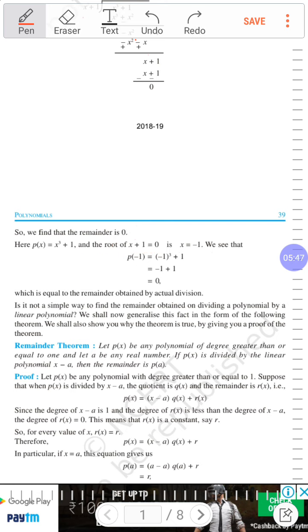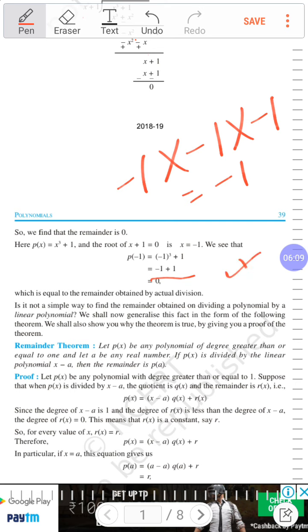We see that p(-1) is equal to (-1)^3 + 1. So (-1)^3 means what? -1 into -1 into -1. So it will become how much? -1 only. So as you can see over here, it has been written -1 + 1, that becomes 0. So by our remainder theorem also, the remainder comes what? 0. So without doing actual division, even also we can find the remainder by using this remainder theorem.